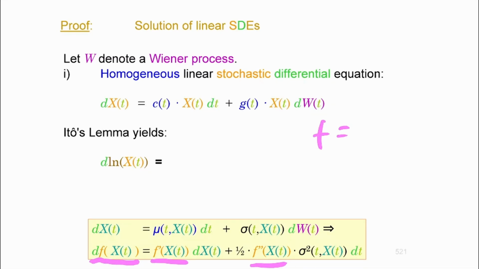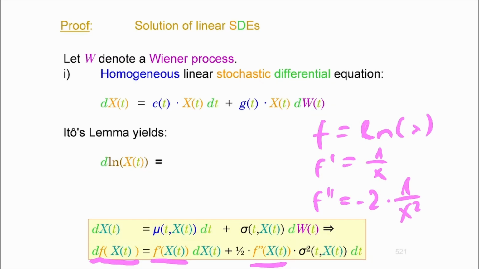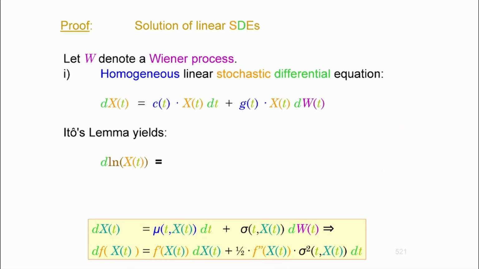So if f is the logarithm, then its first derivative is going to be 1 by x, if x is the argument. And the second derivative is going to be negative 1, x to the power of minus 1 is going to be negative 2... times 1 by x squared. No, negative 1/2. There we go. So this is it, I hope, at least.